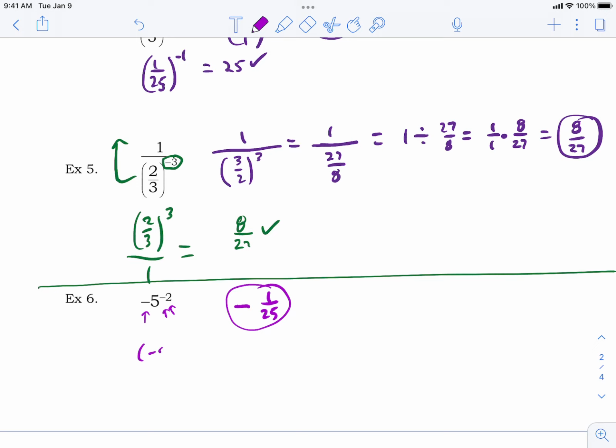Okay, this is not the same as this. This would be different. But without those parentheses there, I am not squaring the negative. I am just squaring the 5, squaring and flipping the 5.